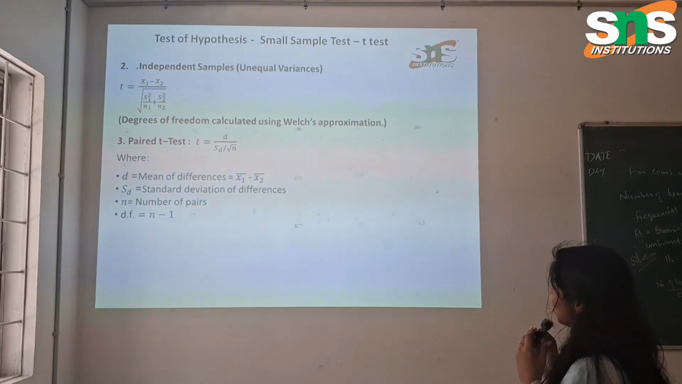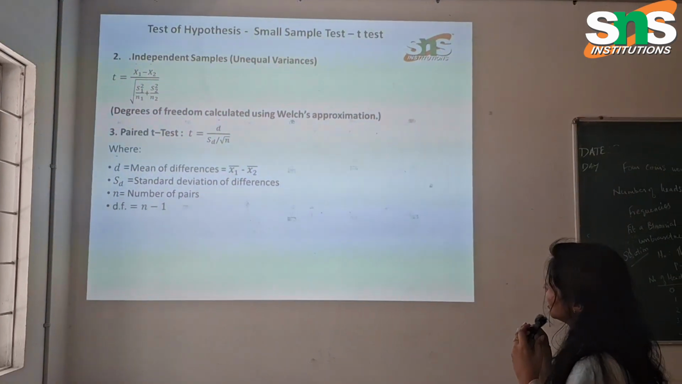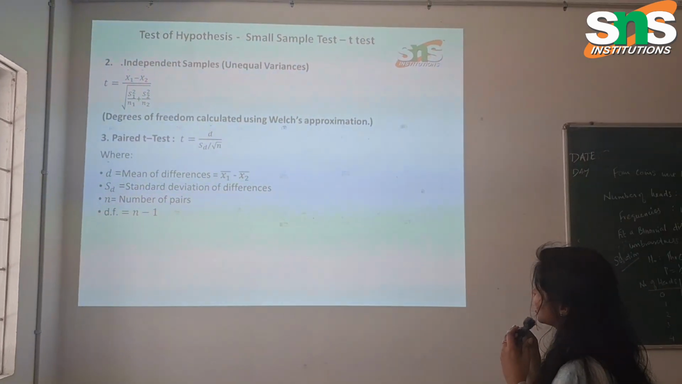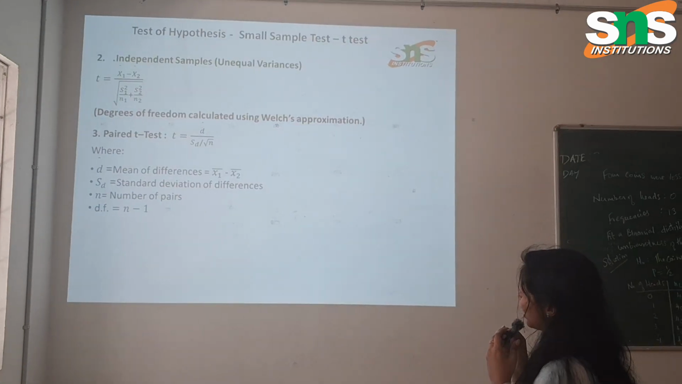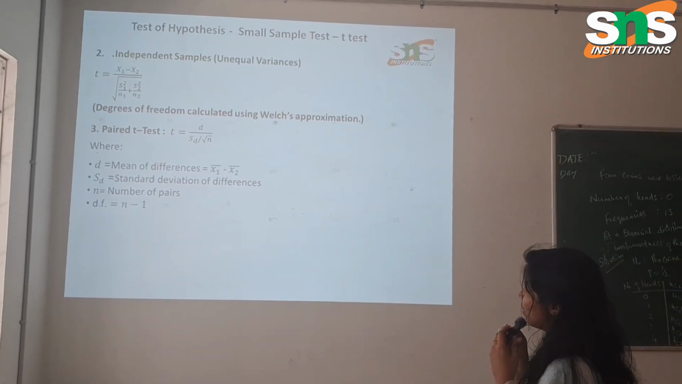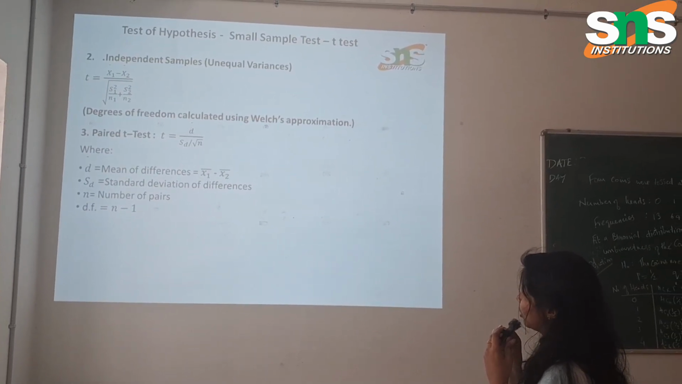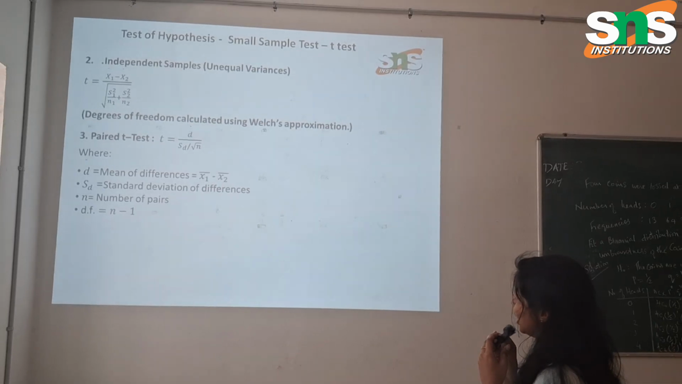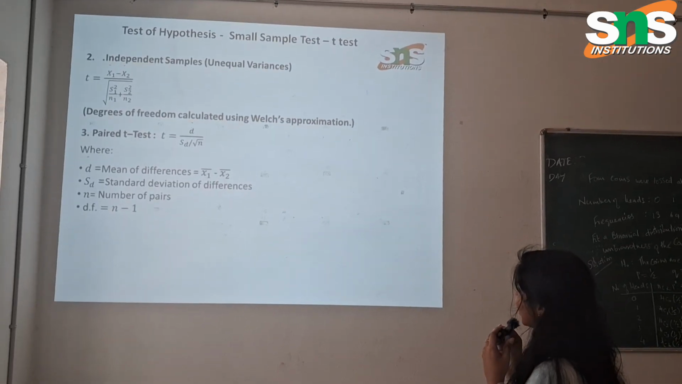Second, independent samples, unequal variance. t is equal to x1 bar minus x2 bar divided by root of s1 squared by n1 plus s2 squared by n2. Degrees of freedom calculated using Welch's approximation.